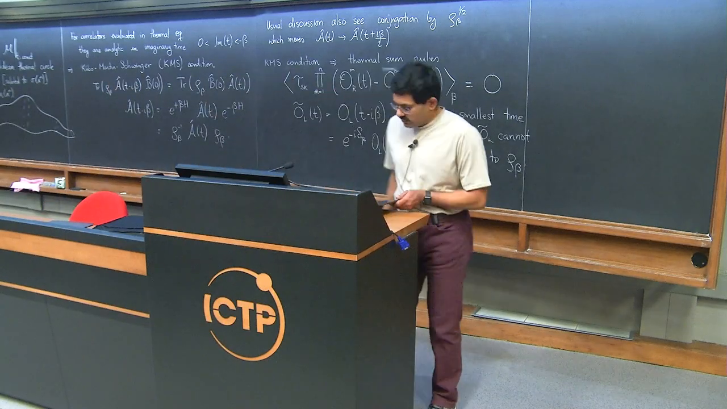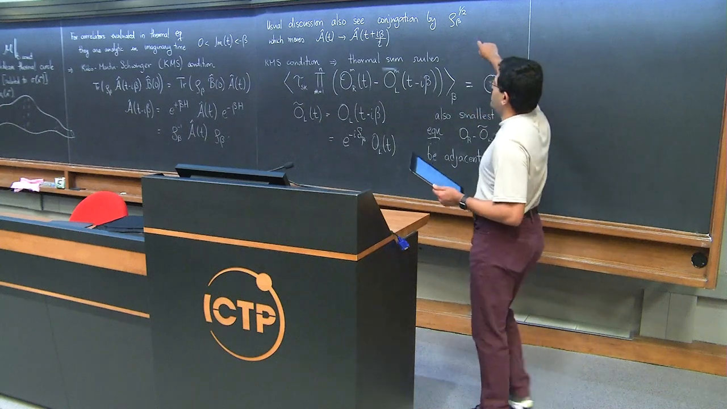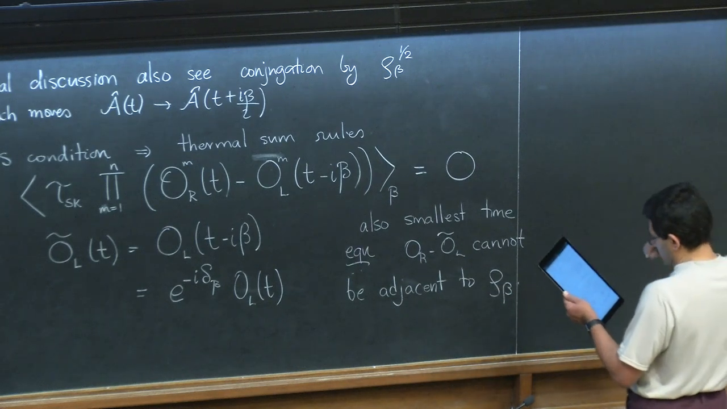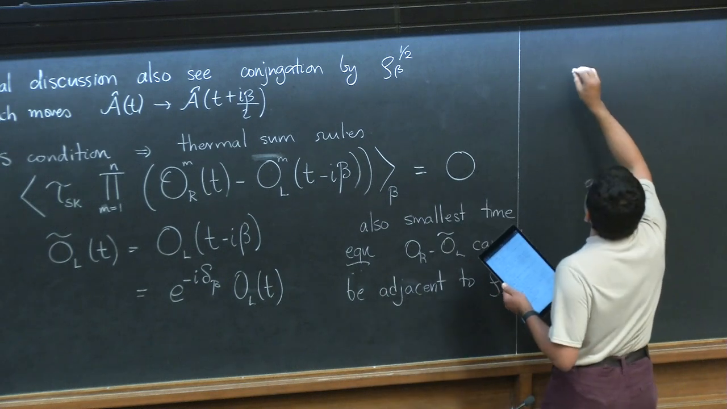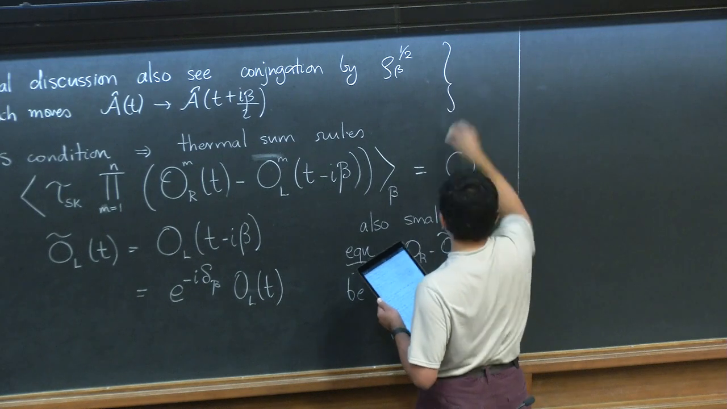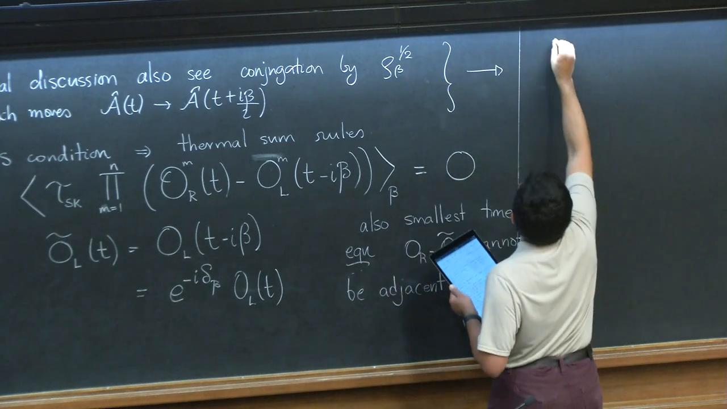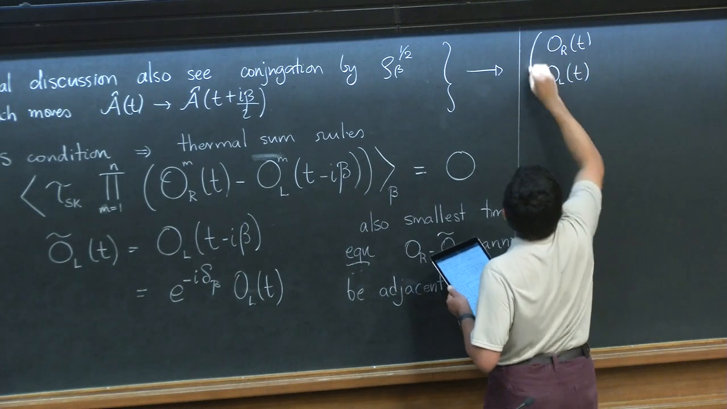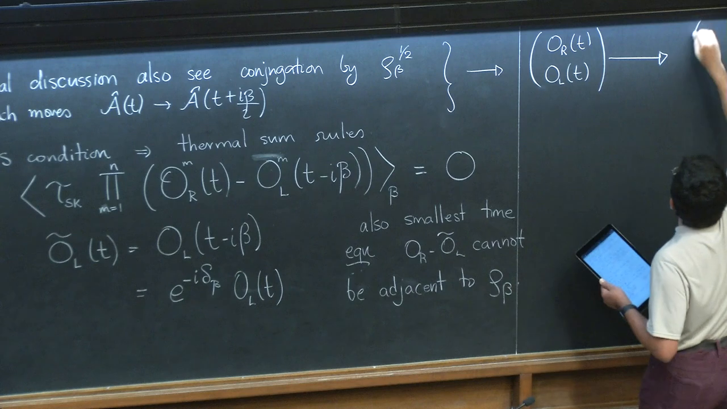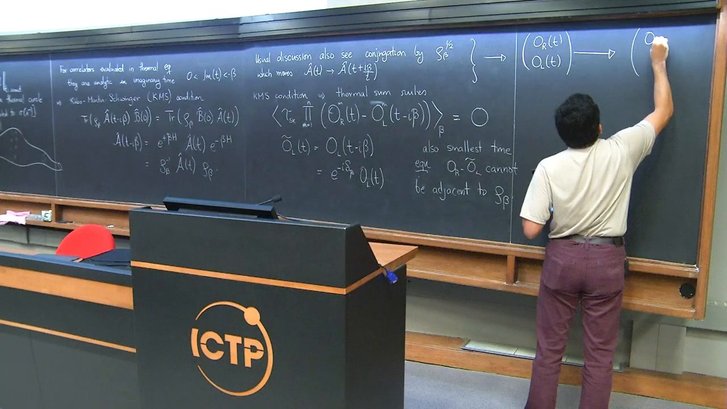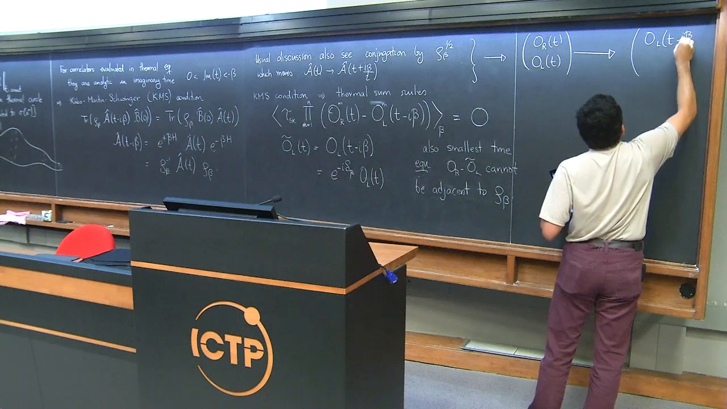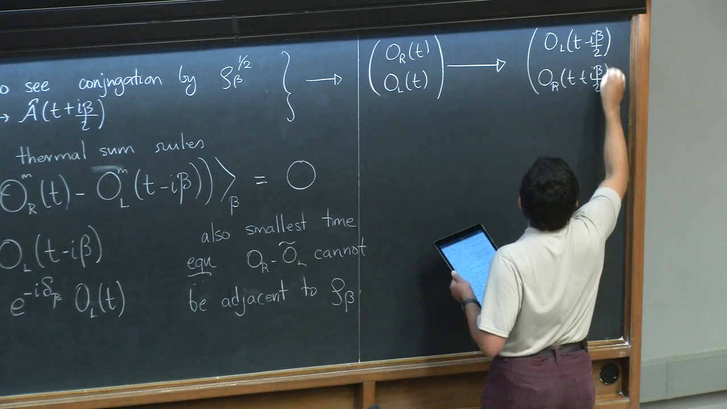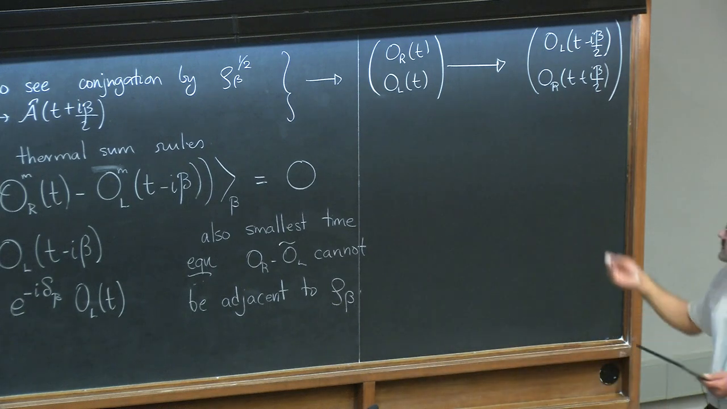Okay, so a couple of comments, especially in regard to an operation that I'm going to define that will be helpful in a second. In the literature you find that these identities are also derived by demanding that you take O right of T, O left of T, and map them under this KMS conjugation to O left of T minus I beta over 2, and O right of T plus I beta over 2. This is discussed in the literature.